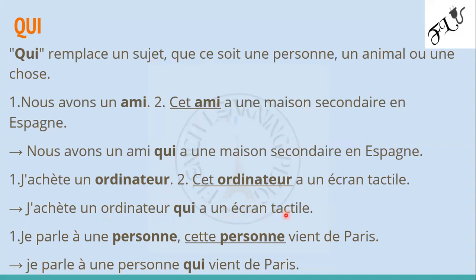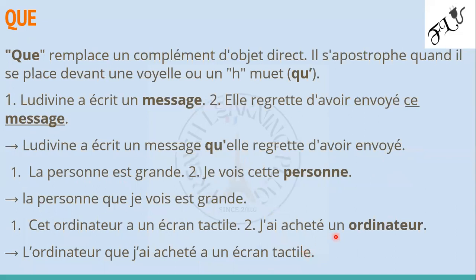I think that's quite easy. Let's look at the third example. Je parle à une personne. Cette personne vient de Paris. Personne ici est un sujet. Donc, on remplace personne avec un pronom relatif qui. Donc, ça devient je parle à une personne qui vient de Paris. Ça va? All right. Donc, si ça va aller, we go to the next relative pronoun. Que. I hope you understood qui.